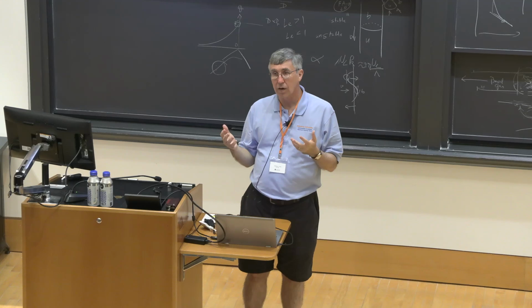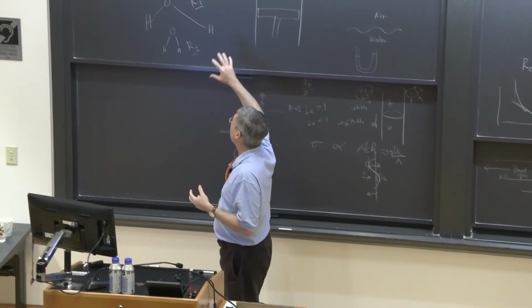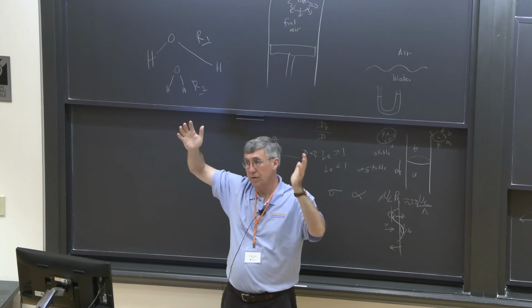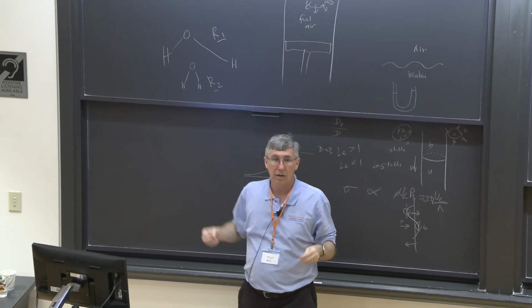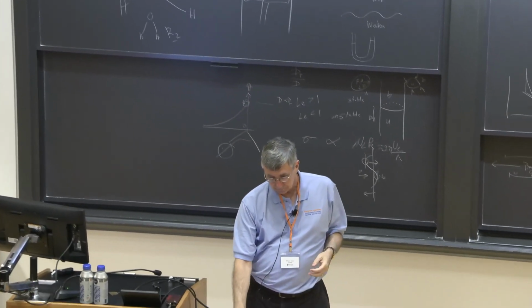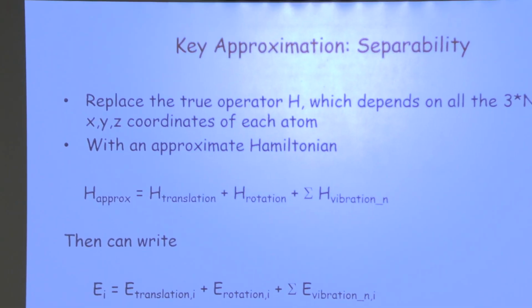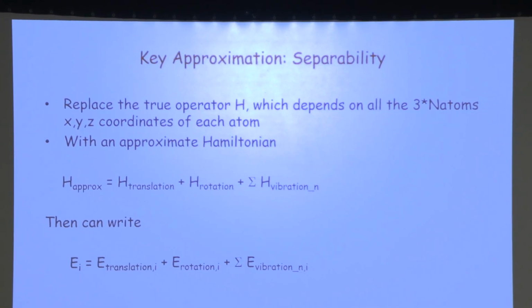Then after I get the V of R, I need to figure out what is really the kind of average energy of the whole molecule, considering all the possible geometries you could take, because it's vibrating around and fluctuating. And that's what I'm going to talk about now. The key approximation that's used to get the Es is separability.